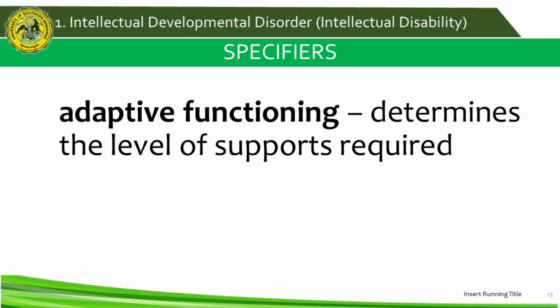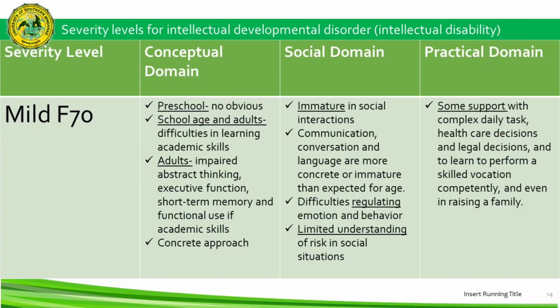At ang levels of severity nito ay defined based on adaptive functioning dahil ang adaptive function ay nag-determine ng level of support na kailangan ng isang bata. First, we have the mild or the F70. So, sa conceptual domain, sa preschool, no obvious. Hindi pa obvious. Sa school age and adults naman, difficulties in learning academic skills.